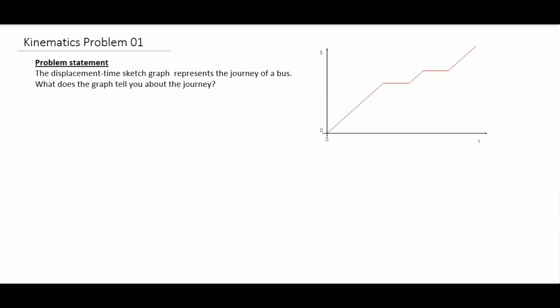Today we are solving the first kinematic problem. The problem statement states: the displacement-time sketch graph represents the journey of a bus. What does the graph tell you about the journey? The graph contains straight and parallel lines. We will try to deduce all the information about the velocity of the bus.